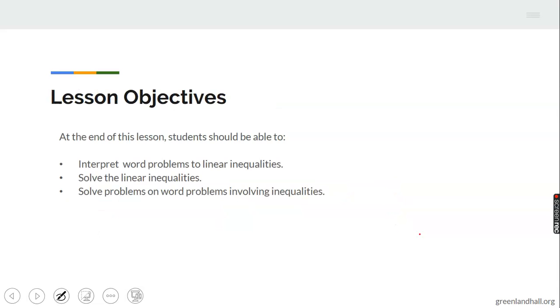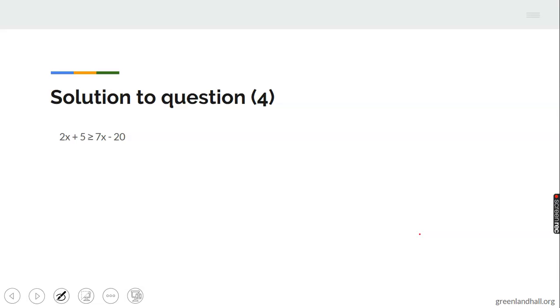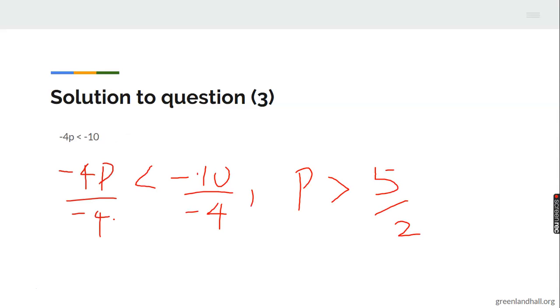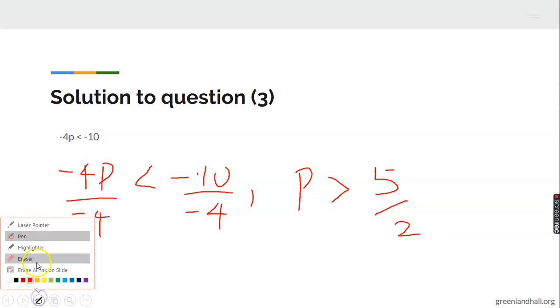The last question on the list is 2x plus 5 greater than or equals 7x minus 20. That is what you have there. Okay, so we have 2x plus 5 greater or equals 7x minus 20. Now let's take 7x to that side. You can do it in any way round. You can do it the other way round.